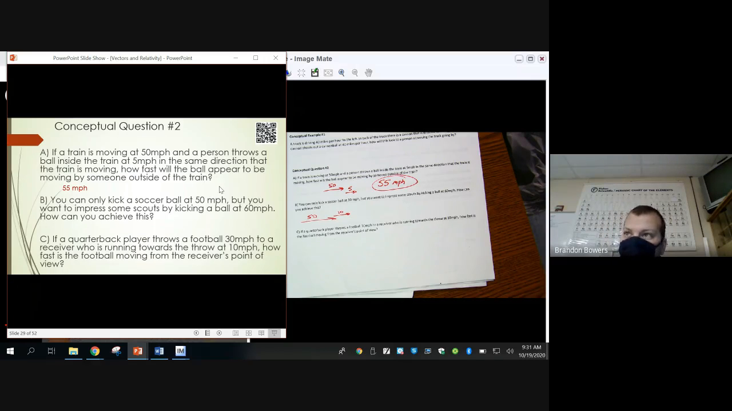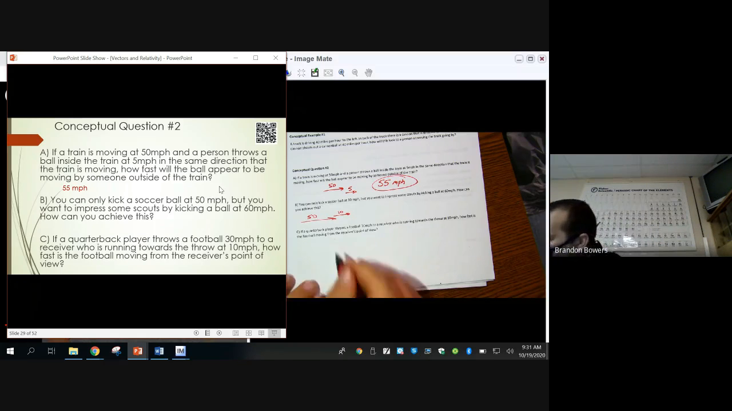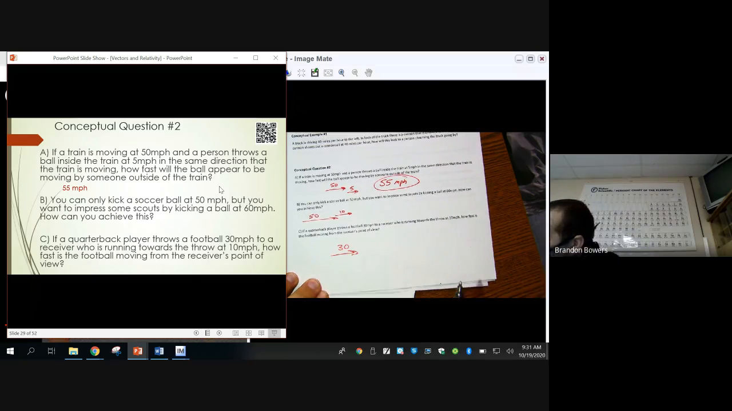All right, next one. If a quarterback throws a football 30 miles per hour to a receiver that's running towards the ball at 10 miles per hour, how fast is it from the receiver's point of view?